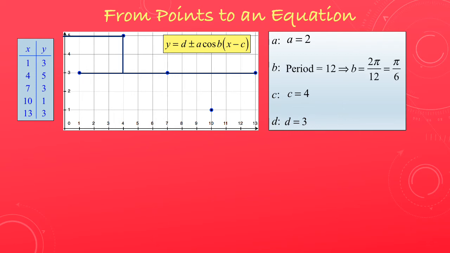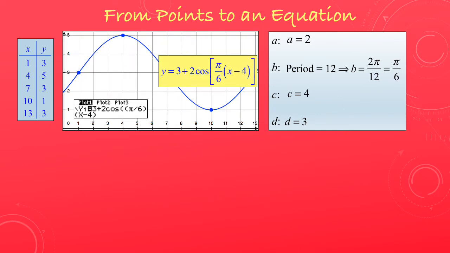Finally, b. We can tell that the period is 12. It starts at x is equal to 1 and repeats when x is equal to 13. So the period is 13 minus 1, which is 12. And therefore, b is now, instead of 360 degrees, it is 2 pi over 12, or pi over 6. So putting it all together, our equation is y is equal to 3 plus 2 cosine of pi over 6 times the quantity x minus 4.